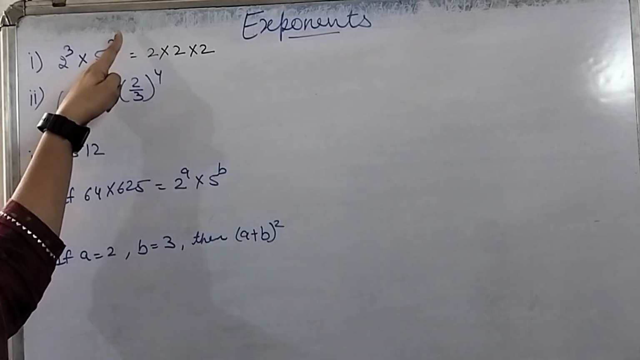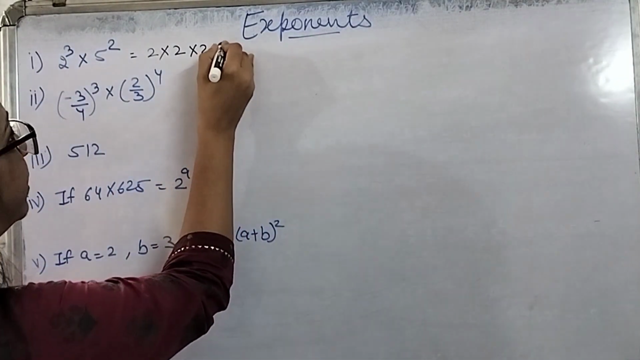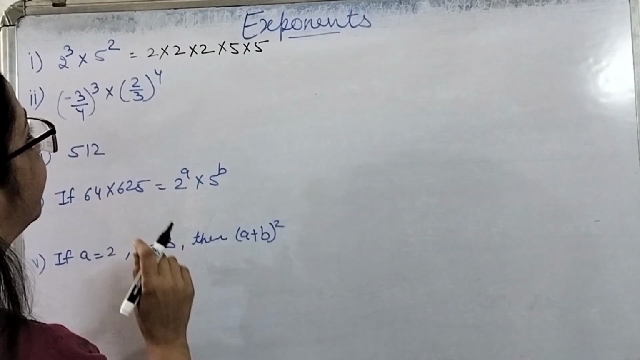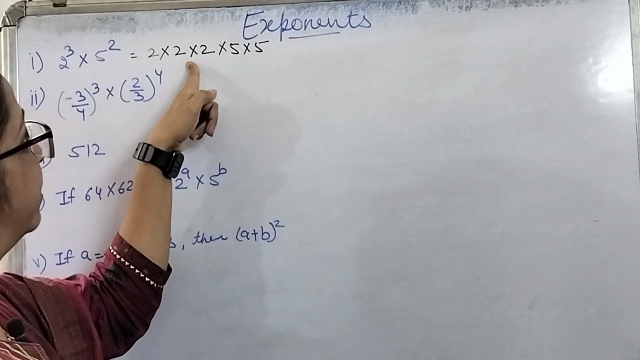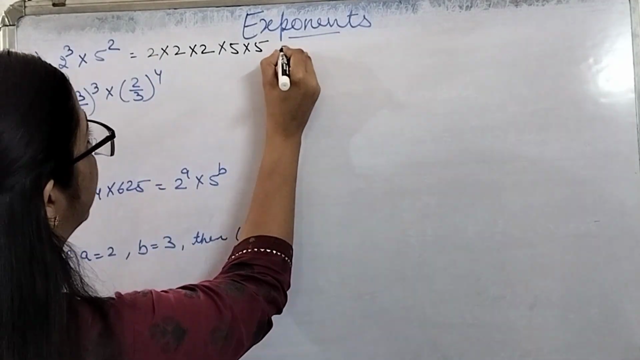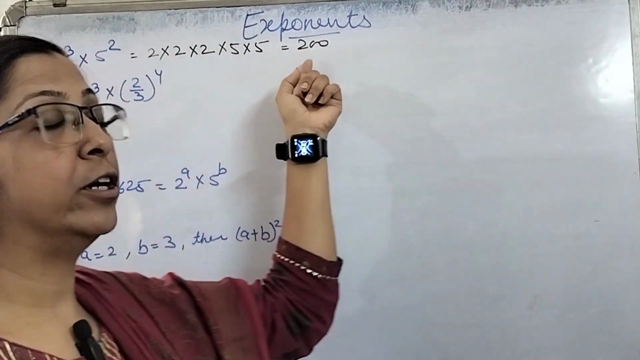Now multiplied by 5 raised to the power 2. That means 5 is multiplied 2 times. So multiplied by 5 multiplied by 5. Now 5 2s are 10 and 5 2s are 10. So 10 multiplied by 10 will be 100, and 100 multiplied by 2 will be 200. So if we multiply all these numbers, the product will be 200.